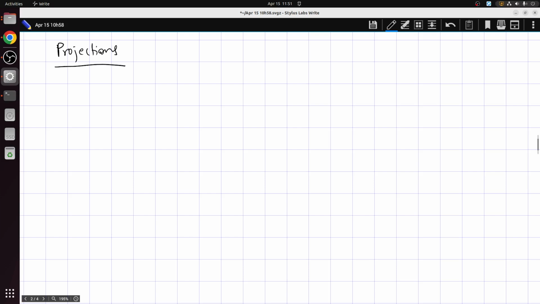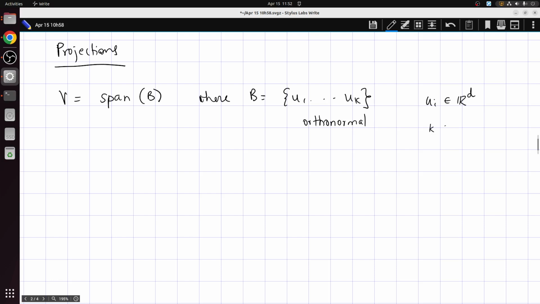So suppose I have given you a vector in terms of V, which is some span of B, where B is U1 to UK. We did projections already when we did A transpose A inverse A transpose B, but I would like to now show you, if these U1 to UK are orthonormal, how the projection looks. Suppose each of the UIs belongs to R^d. So I have k vectors, naturally k is less than d.